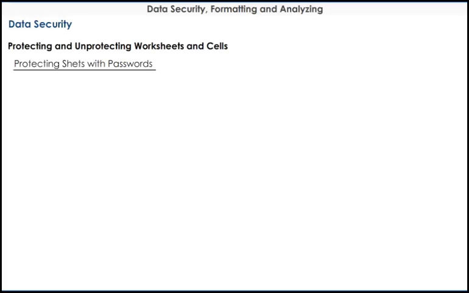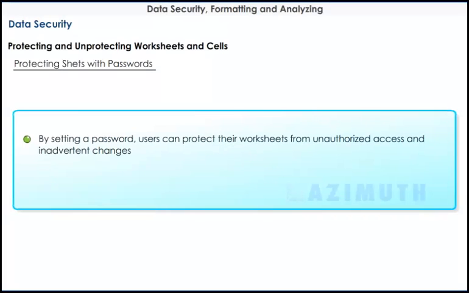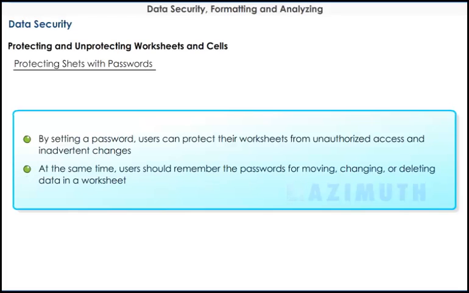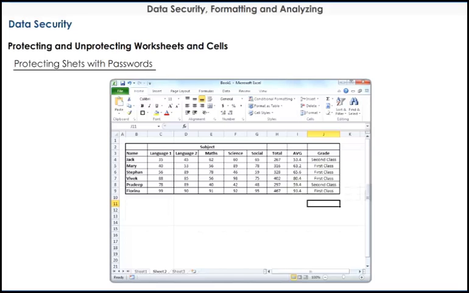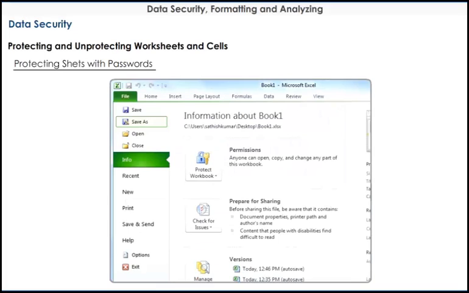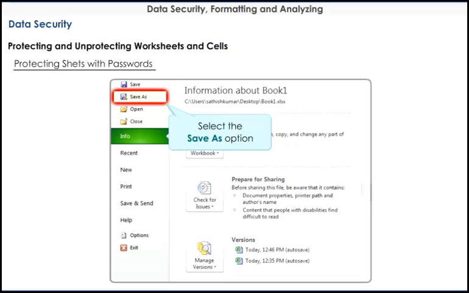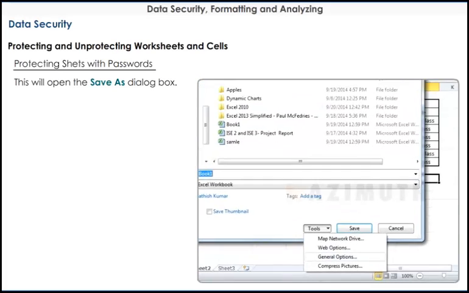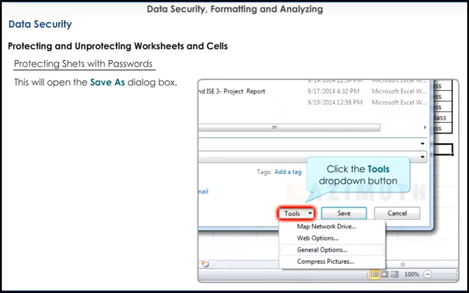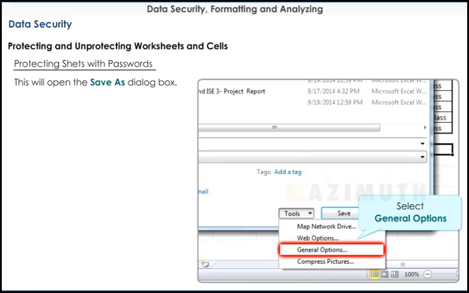Protecting sheets with passwords. By setting a password, users can protect their worksheets from unauthorized access and inadvertent changes. At the same time, users should remember the passwords for moving, changing, or deleting data in a worksheet. To protect a worksheet with a password, click the File menu and select the Save As option. This will open the Save As dialog box. Click the Tools drop-down button. In that, select General Options.